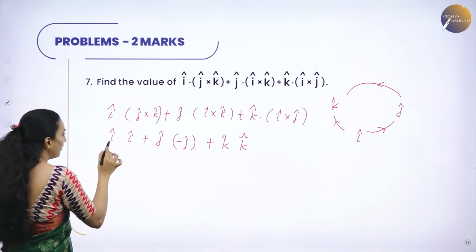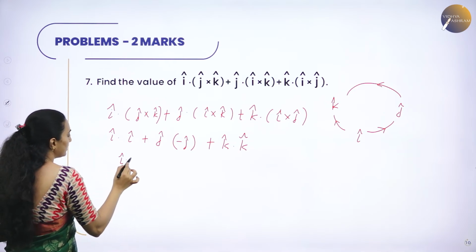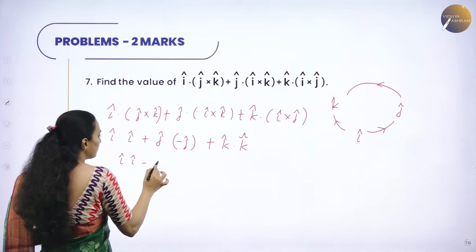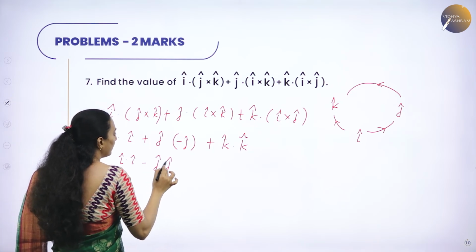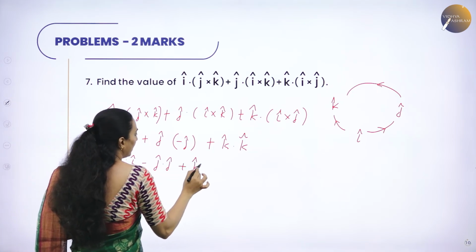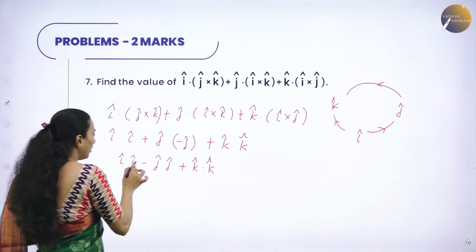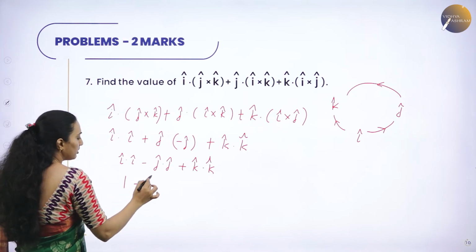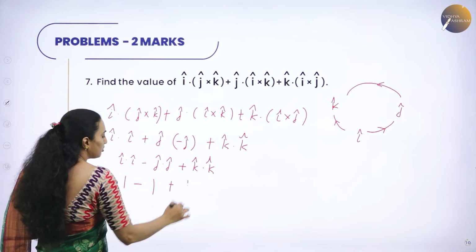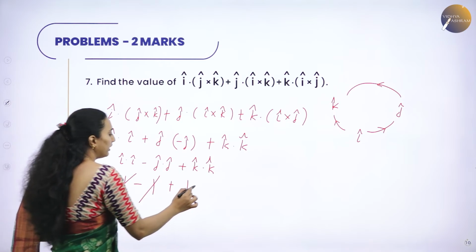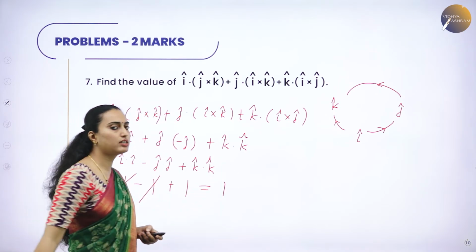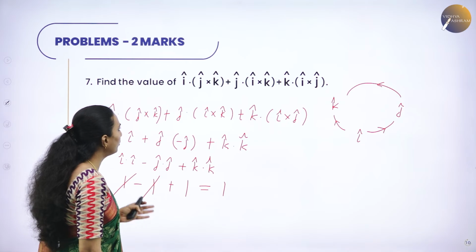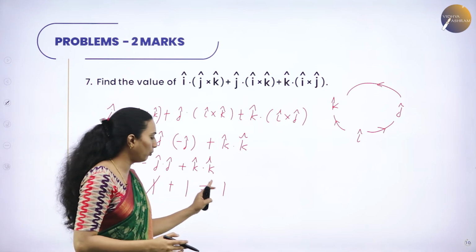Now you can have i dot i, let me write it as it is: i dot i plus j dot minus j, that is minus j dot j, plus k dot k. What is this? It is the dot product. i dot i is 1, minus j dot j is 1, k dot k is also 1. 1 and minus 1 will get cancelled. You are going to remain with the answer as 1. Therefore, the value of the given expression is nothing but 1.